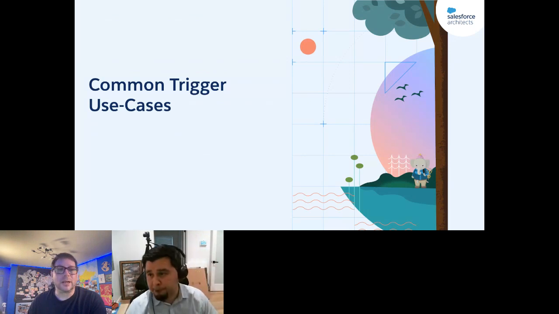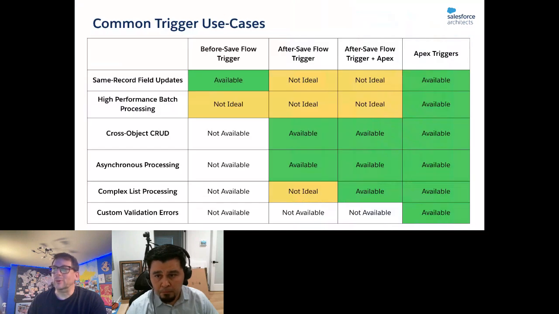And next, let's talk about some common trigger use cases. So here's a nice table. We're going to dig into this a little bit more, but basically this is right out of our record triggered automation decision guide, which I'm going to walk through at the end of this slide deck. But basically, to give you an idea, anything in green that says available means it's available, meaning you can do it, and it's actually a good option for this use case.